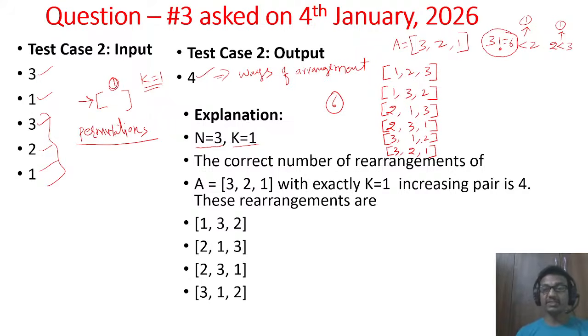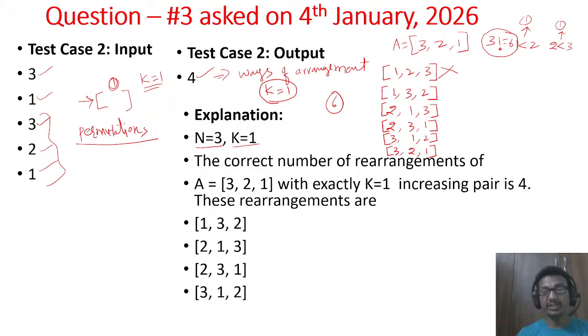Out of these 6 permutations, how many are valid, satisfying k equal to 1? That means at least one time the number should increase. Let us find out one by one. First we take the first permutation. When you move from 1 to 2, it is increasing. 2 to 3, again increasing. That means the increase happens 2 times here, so it is not a valid permutation.